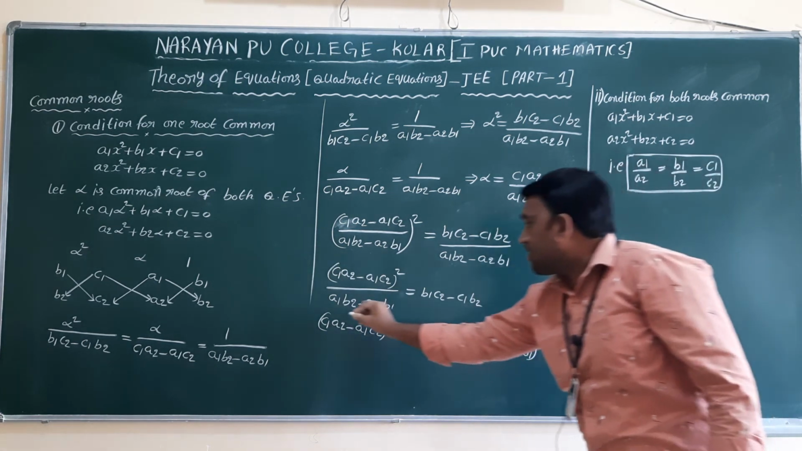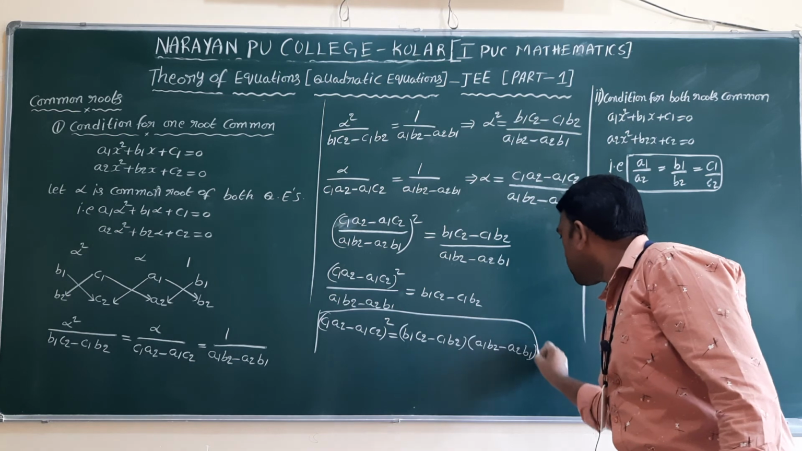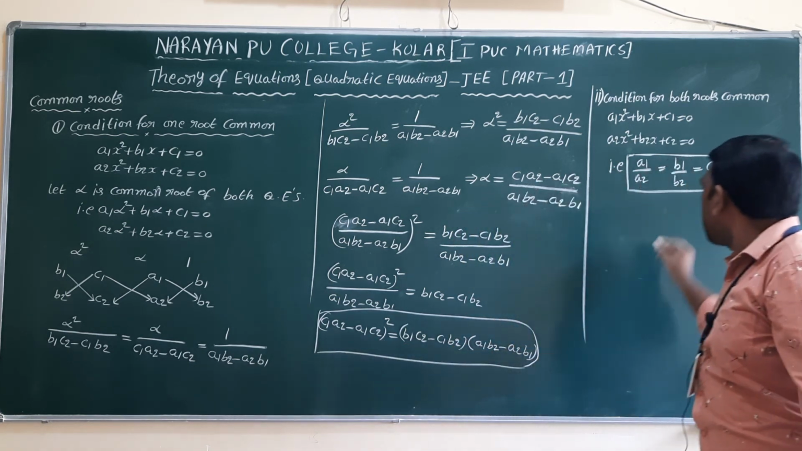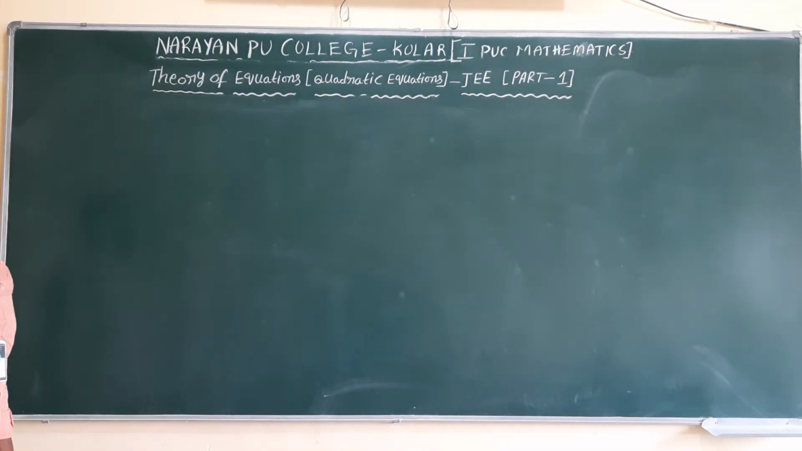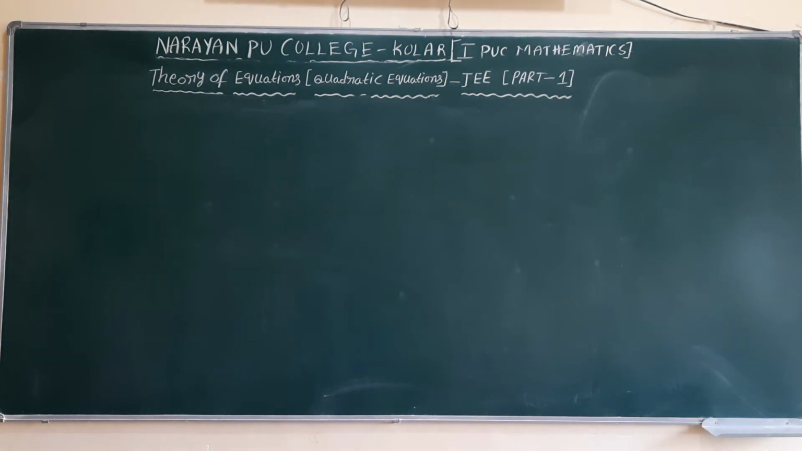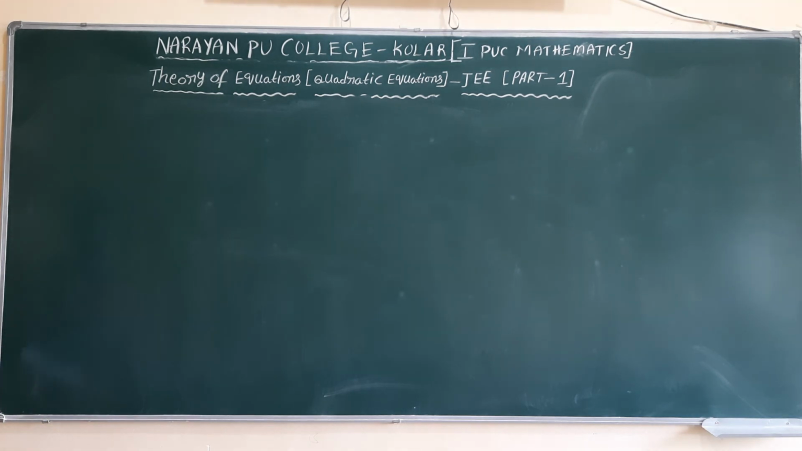So this is for one root common, and this is for both roots common. Next, general quadratic equations in two variables.